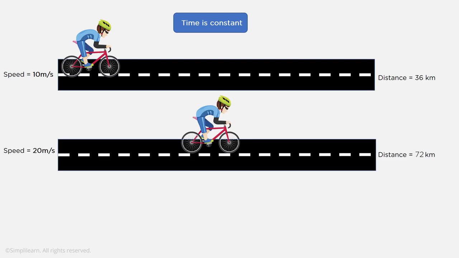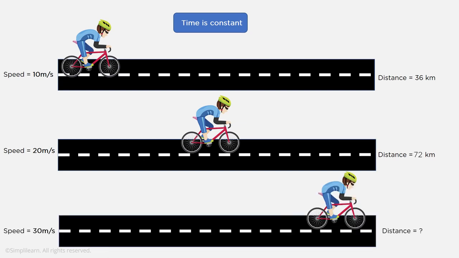We have a second bicyclist who's going twice the speed, or 20 meters per second. And you can guess if he's going twice the speed and time is a constant, then he's going to go twice the distance. And that's easy to compute: 36 times 2, you get 72 kilometers. And if you had the question of how far somebody going 3 times that speed, or 30 meters per second, would go, you can easily compute the distance in our head. We can do that without needing a computer.